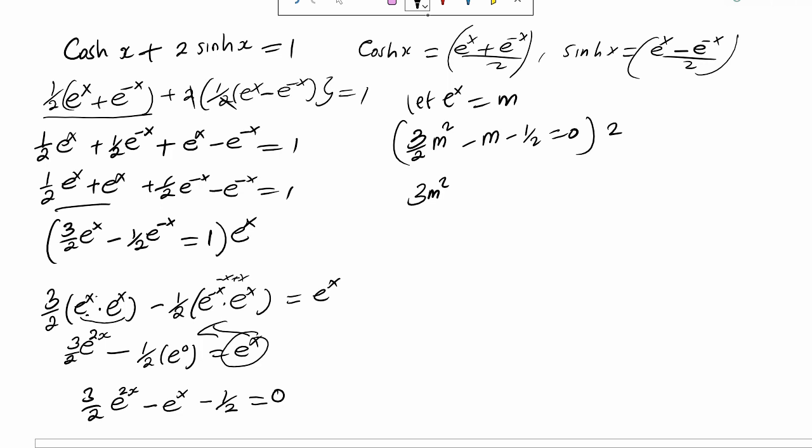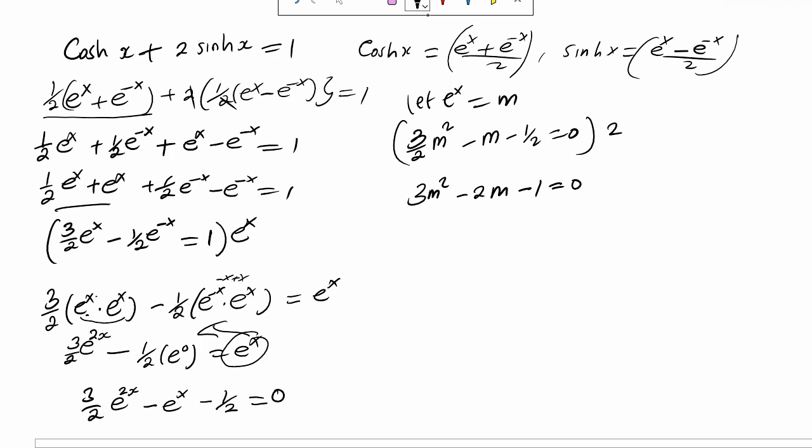This one multiplied by 2 is minus 2m minus 1 equals to 0. Now you can see we have a quadratic equation here. We can use the quadratic formula to get the values of m, or we can use the completing the square method to get the values of m also.